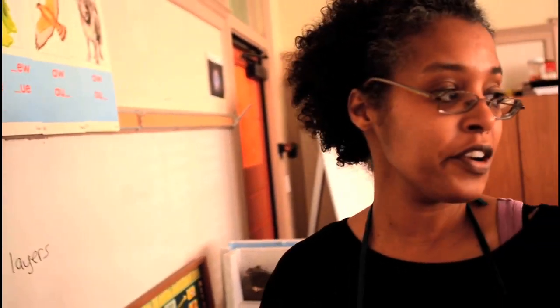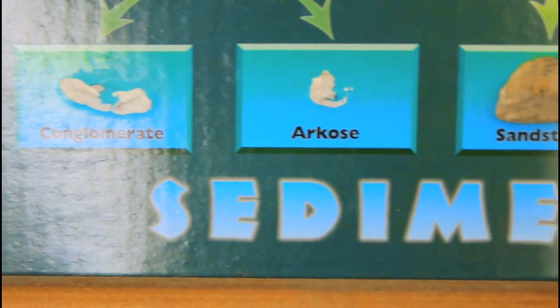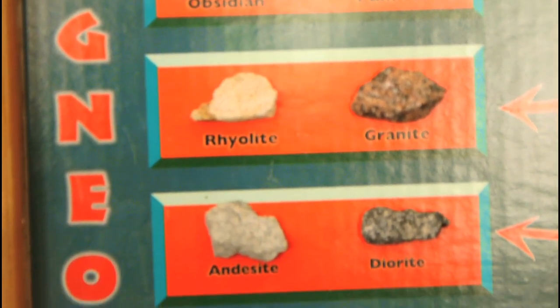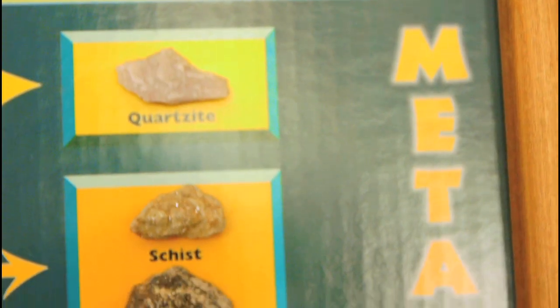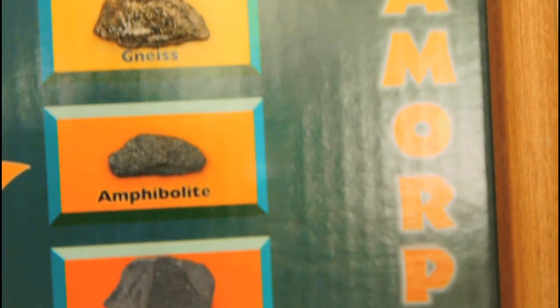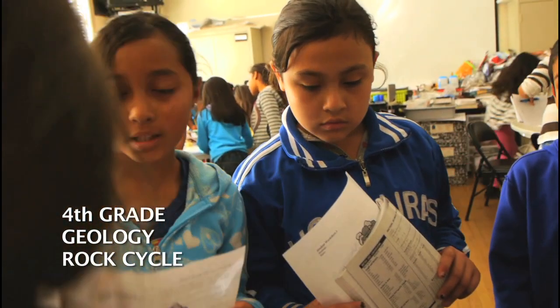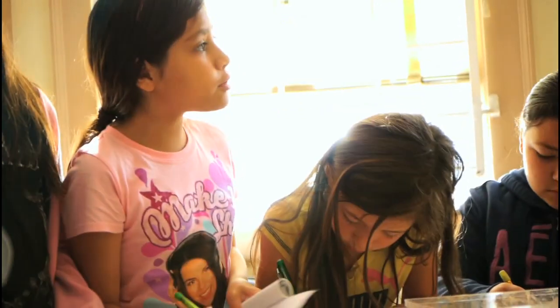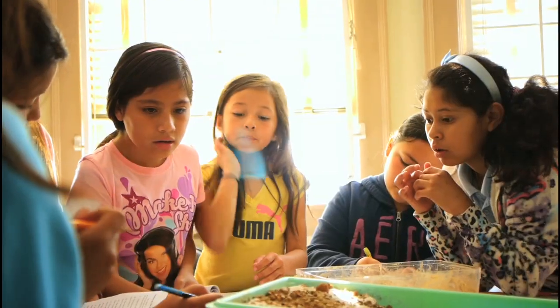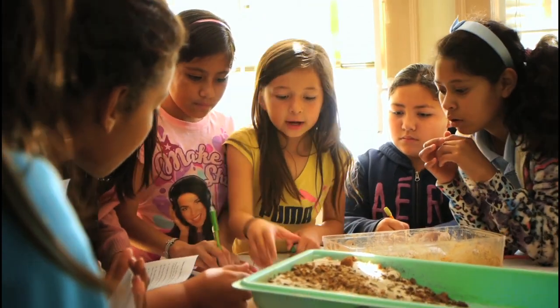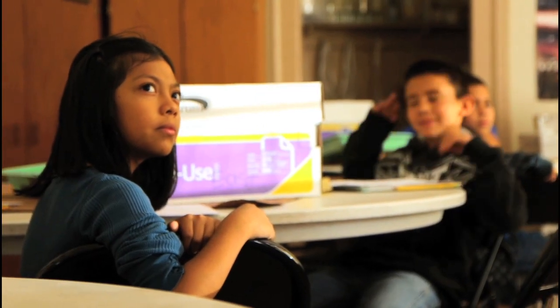Sedimentary rock are layers. Since it's usually formed under the ocean, we usually have fossils in this type of rock, okay? Igneous rock. Igni means fire, okay? Metamorphic rock. This is a cycle. You are going to simulate being rocks traveling around the earth. No, it doesn't.